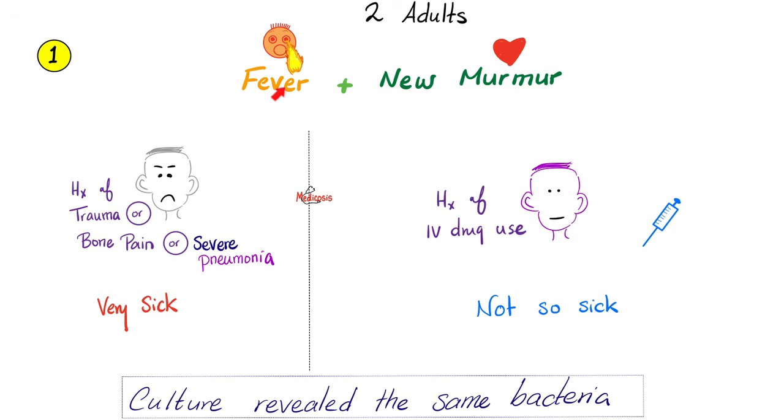Case number 1, 2 adults with fever and no murmur. Both of them have acute bacterial endocarditis. Why is this one less sick? Because it's a venous thing. It goes to the right side of the heart. But in this case, it goes right and left.